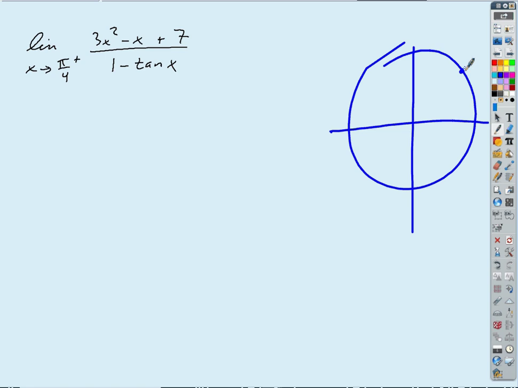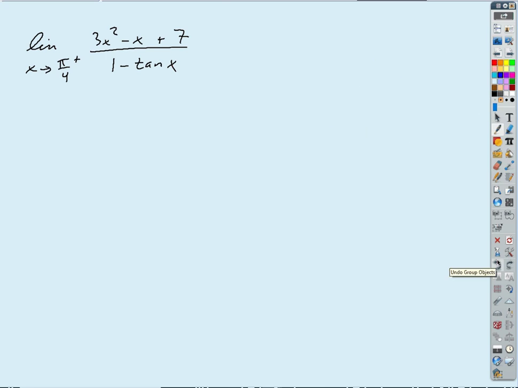So this is a does not exist, but I'm giving you the direction from which I'm approaching pi fourths, and so I want more than that. I don't want just does not exist. I want to know which infinity it is, positive or negative. Okay? So how am I going to do that? Well.